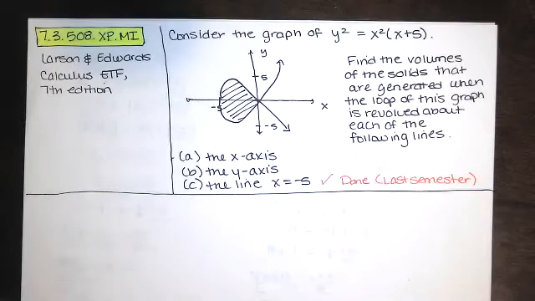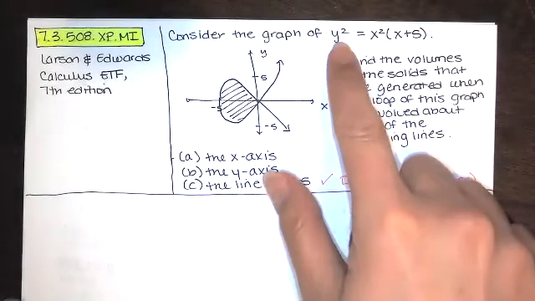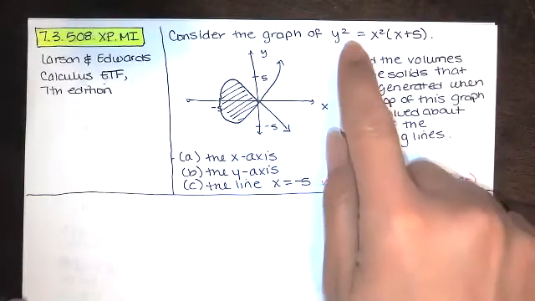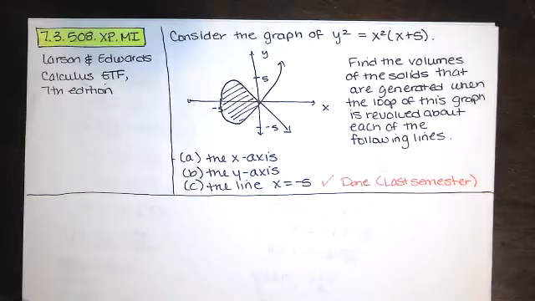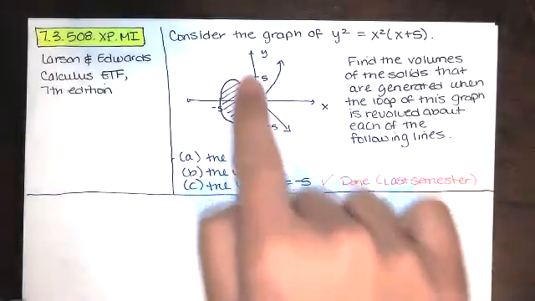In this video, we work problem 7.3.508.XP.MI from the Larson and Edwards Calculus Early Transcendental Functions text, 7th edition. We're asked to consider the following graph. The equation for this curve is given by y squared equals x squared times the quantity x plus 5, and that's this boundary.